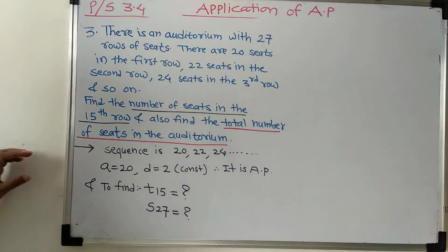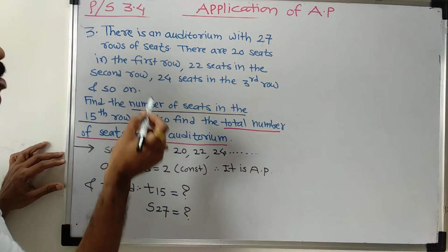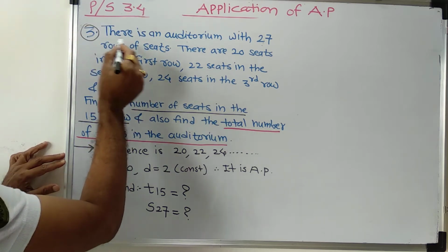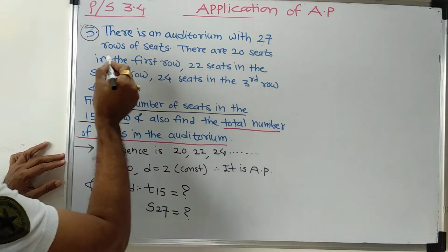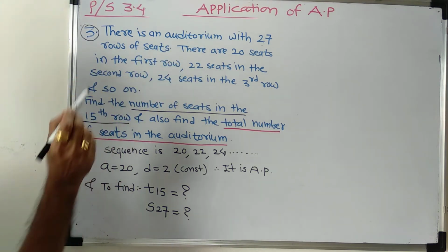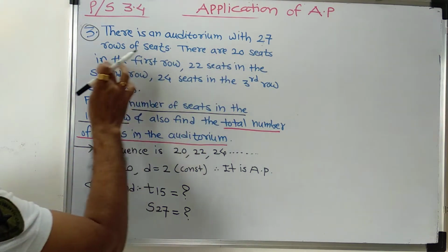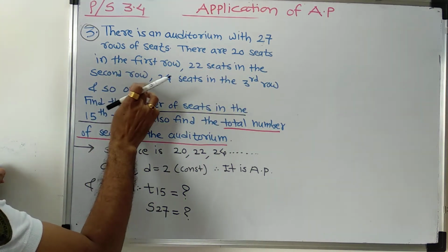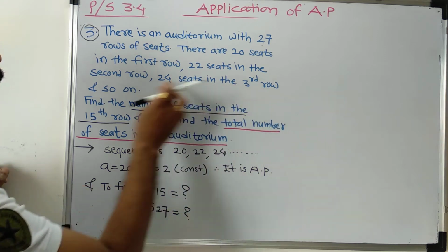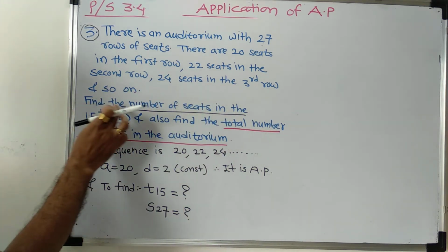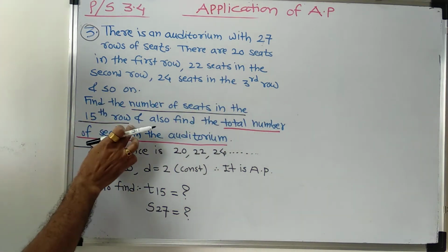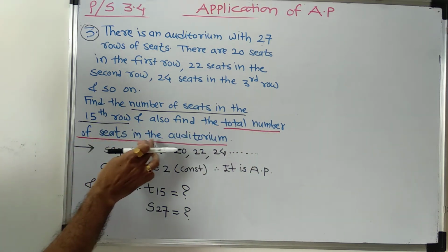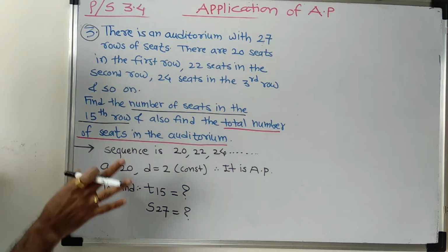Now let us see the third sum. See, I am reading the question. Third sum from practice set 3.4. There is an auditorium with 27 rows of seats. There are 20 seats in the first row, 22 seats in the second row, 24 seats in the third row, and so on. Find the number of seats in the 15th row and also find the total number of seats in the auditorium. So first prepare a sequence.